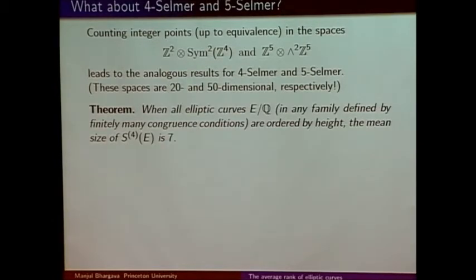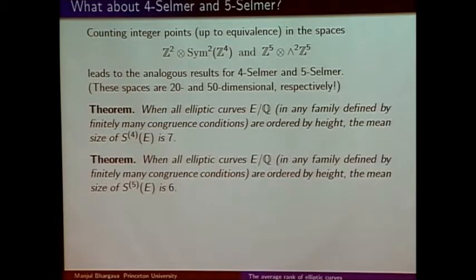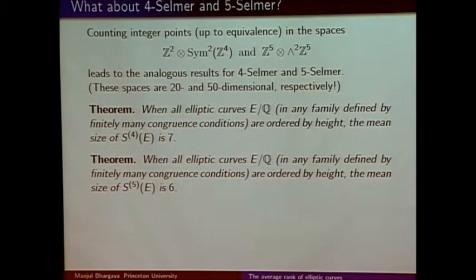And so here are the results for 4-Selmer and 5-Selmer. When all elliptic curves E over Q, in any family defined by congruence conditions, are ordered by height, the mean size of the 4-Selmer group is 7. And the mean size of the 5-Selmer group is 6. Anyone see the pattern? Yeah, okay. It's easier than the pattern I talked about in the number field case. So it's the sum of the divisors function that comes out.